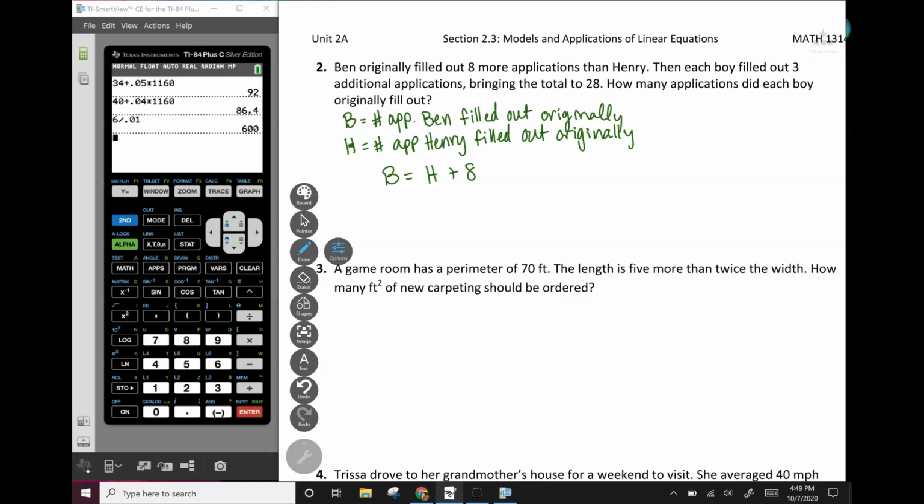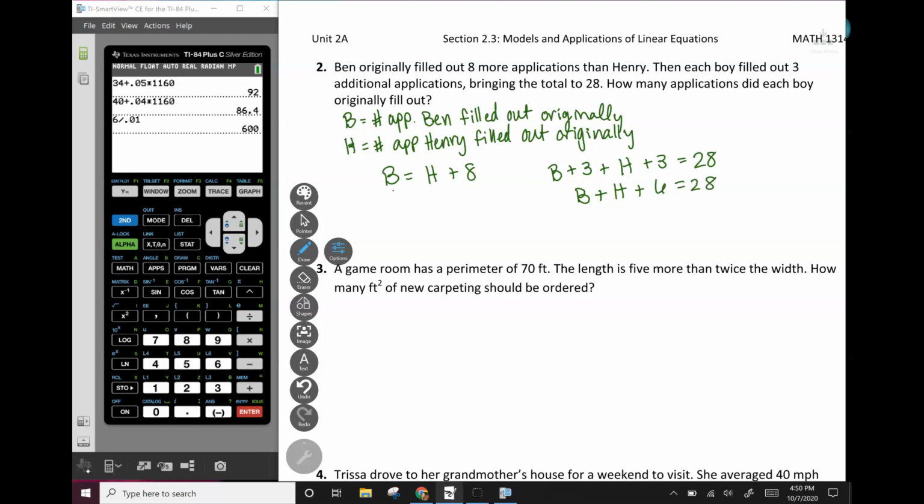Then each boy filled out an additional 3, and the total was 28. So you could say Ben plus 3 plus Henry plus 3, so their original amount plus they each filled out 3 more, and the total came out to 28. All right, so this is B plus H plus 6 equals 28.